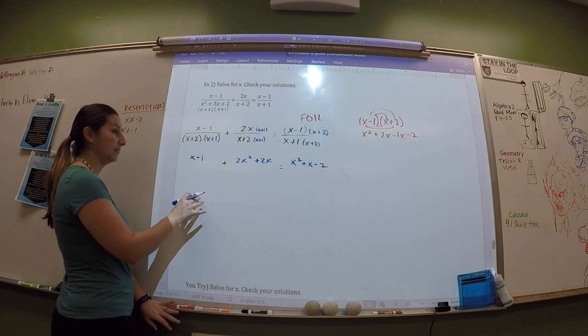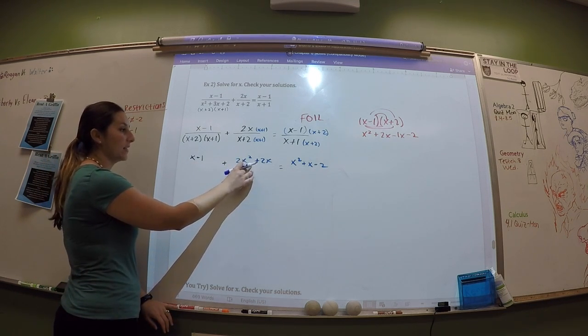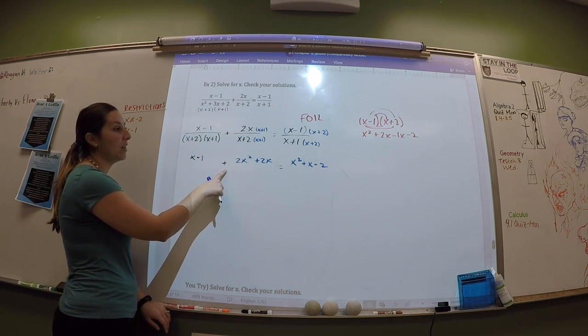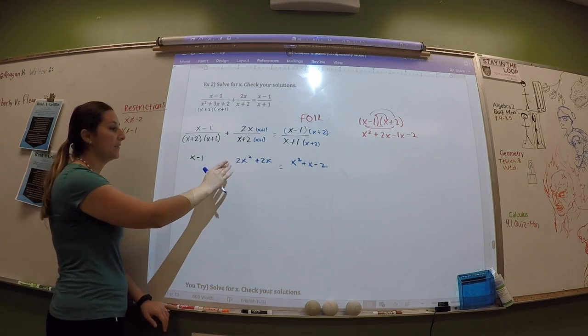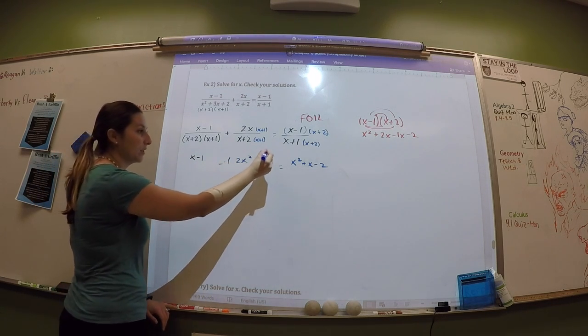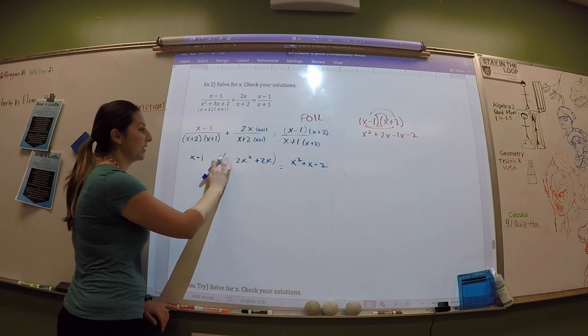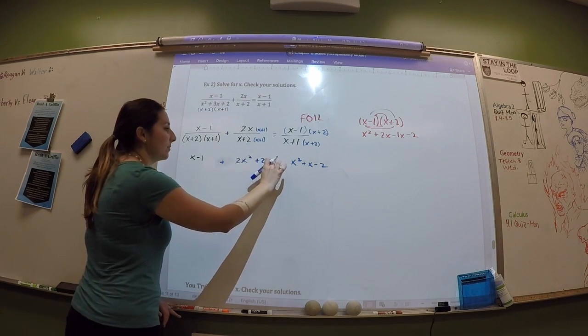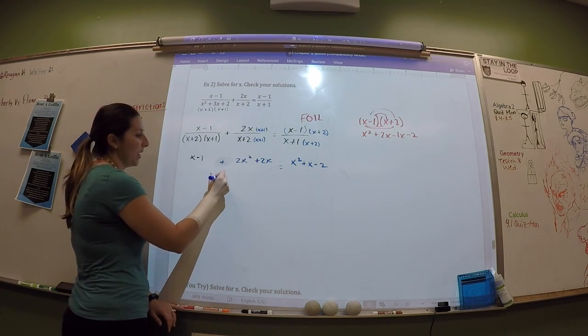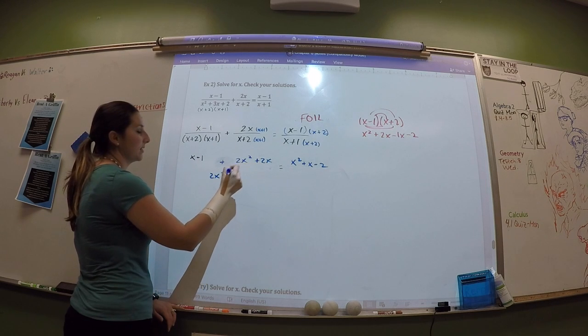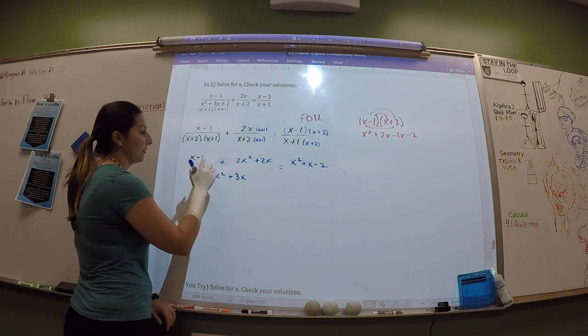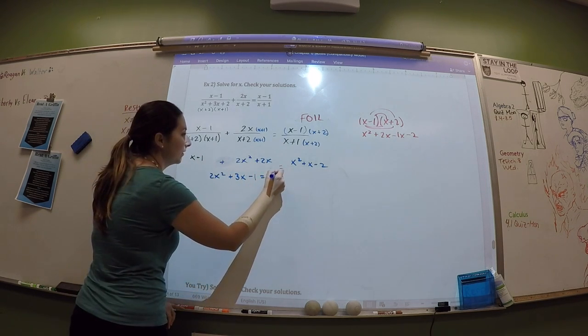Now I can combine this with this. You want to be careful. If this is a plus sign, you can just combine. But if it's a minus sign, you have to distribute. But it's not, it's a plus sign, so it doesn't matter. So I'm gonna get 2x squared. When I combine my x's, I get plus 3x, and then there's just a negative 1 left.